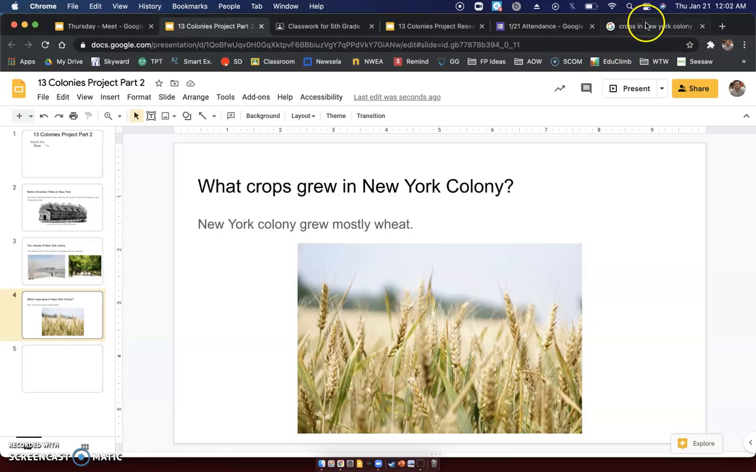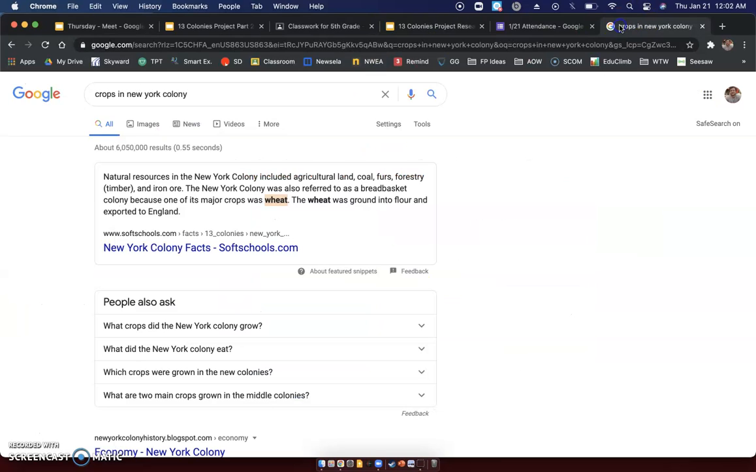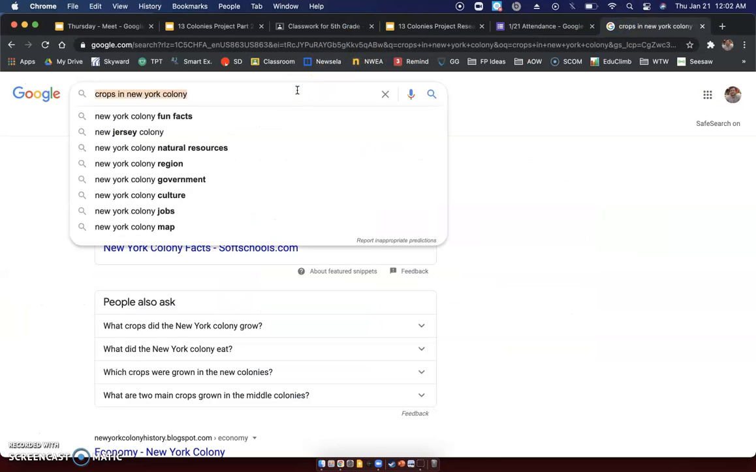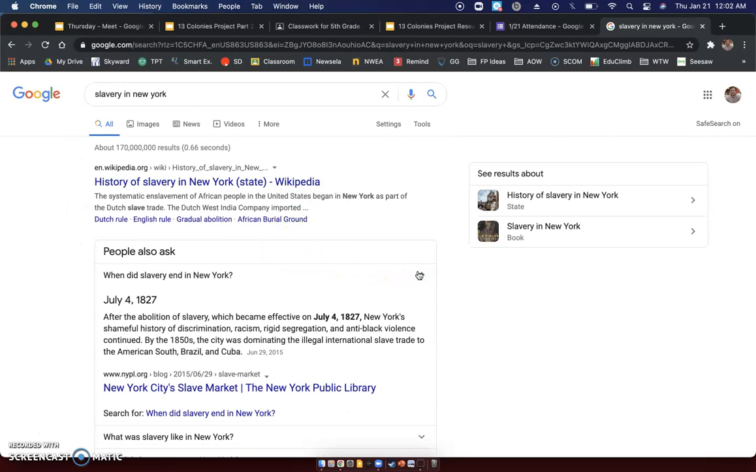All right, and the last thing that we're going to look up for today is, was there slavery in your colony? So sorry. My cat is going crazy. All right, so last thing is, was there slavery in your colony? So I'm going to look up here, slavery. Okay. All right, when did slavery end in New York? It looks like slavery ended July 4th, 1827.